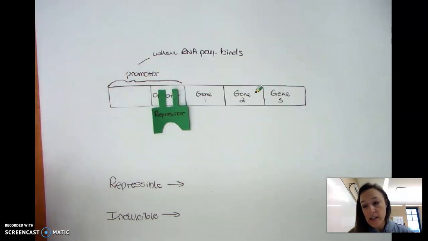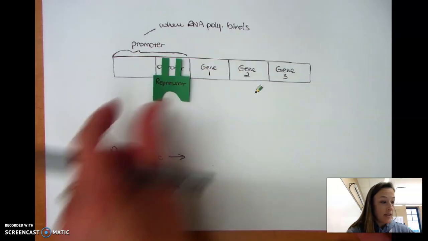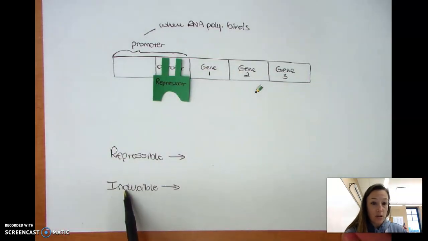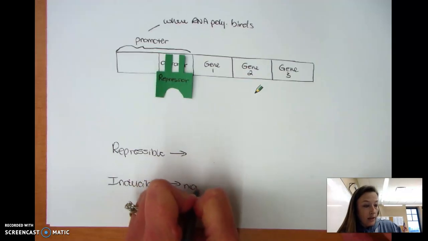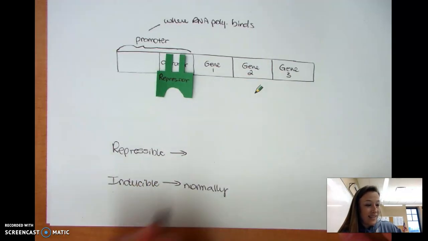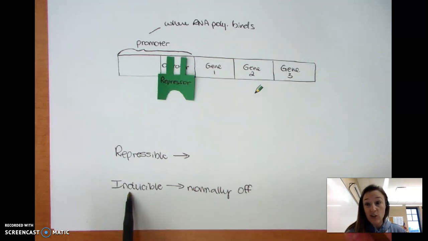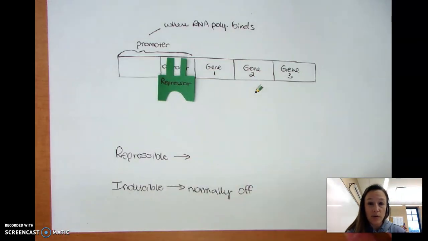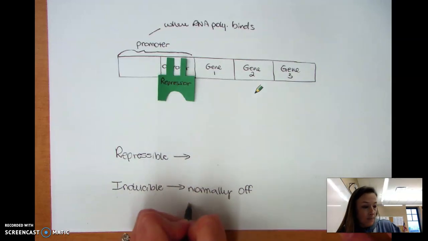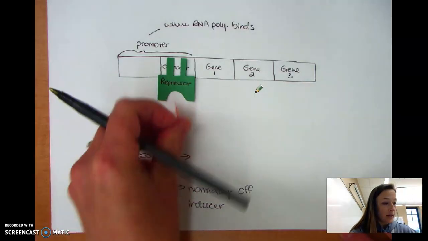I can explain the functions of the components of an inducible operon. So inducible operons are able to be induced. If you break the word down, they're able to be induced. So they are normally, in their natural state, off, because I'm going to be able to turn them on. If I can turn them on, that means they must be off. So they're normally off, which means the repressor is bound. Something comes in, we call that something an inducer. It binds to the repressor.